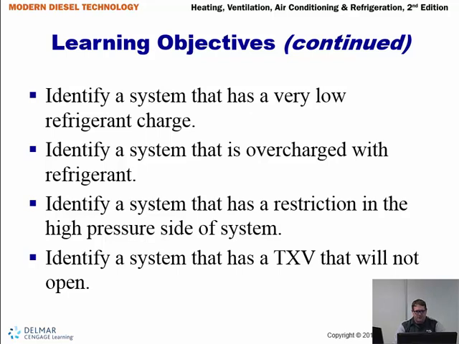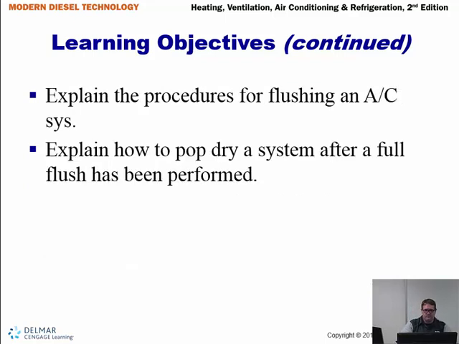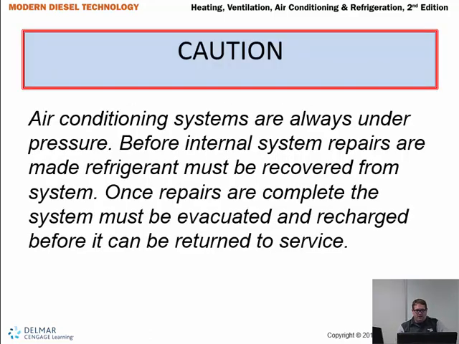Identify a system that has a restriction in the high pressure side of the system, and identify a system that has a TXV that will not open. Identify a system with a TXV that is held open. Identify a system that has a defective thermostatic switch. Identify a system that has a defective compressor. Identify the difference between purging and flushing an AC system, and list the procedures for purging an AC system. Explain the procedures for flushing an AC system, and explain how to pop dry a system after a full flush has been performed.